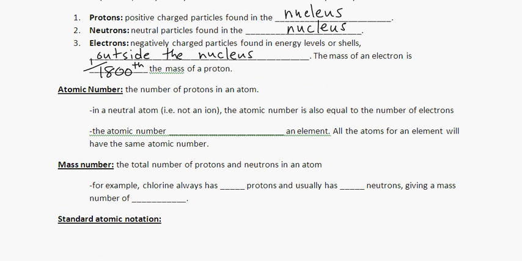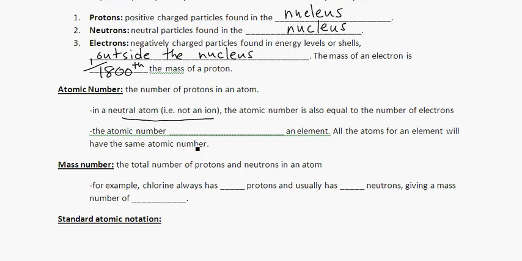Okay, there's some terms that you're going to need to know, and some of them sound similar and might be a little bit confusing. So the first one is atomic number. Atomic number just means the number of protons in an atom. In a neutral atom, so that means no charge, another way to say that is it's not an ion, that means that the positive charges equal the negative charges, which means the protons equal the number of electrons. So you could say then that the atomic number is also equal to the number of electrons.